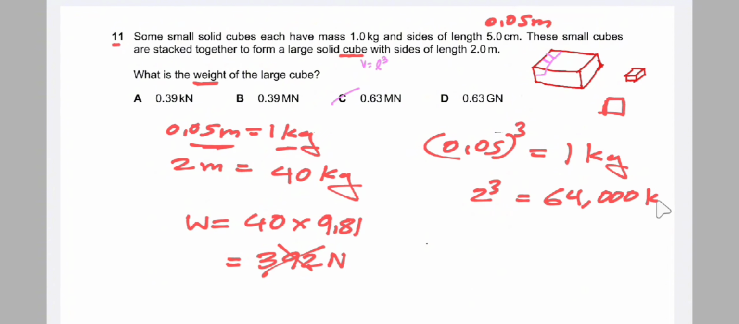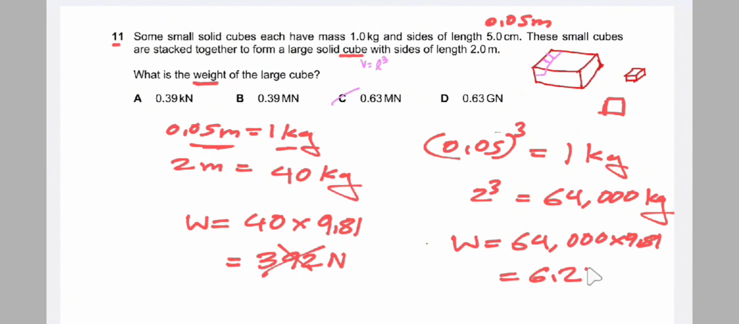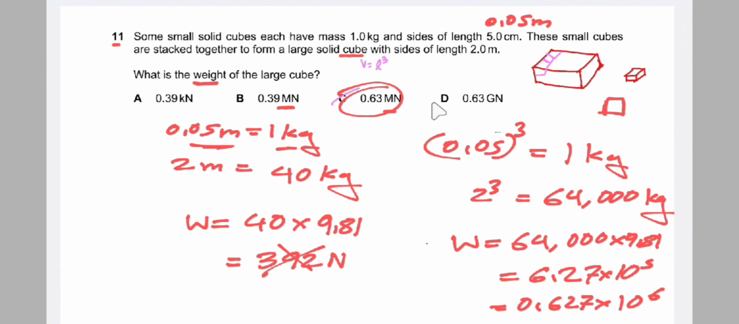64,000 kg. If we convert this to weight, then weight is equal to mass into gravitational field strength, that is 64000 into 9.81, which gives us 6.27 into 10 to the power 5. All of these are given to one decimal place, so 0.627 into 10 to the power 6. 10 to the power 6 is mega, so 0.63 mega Newton.